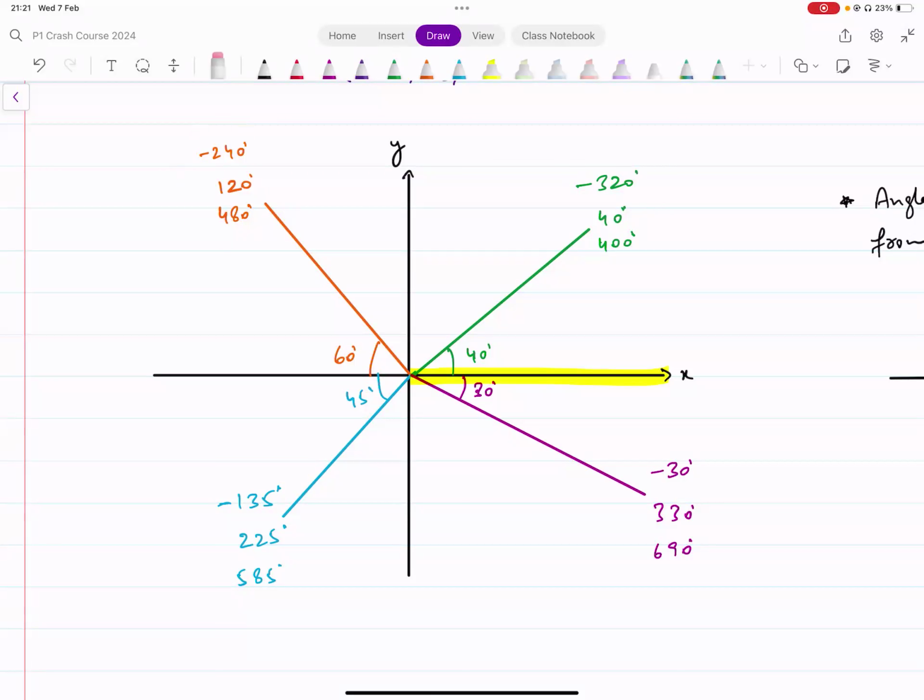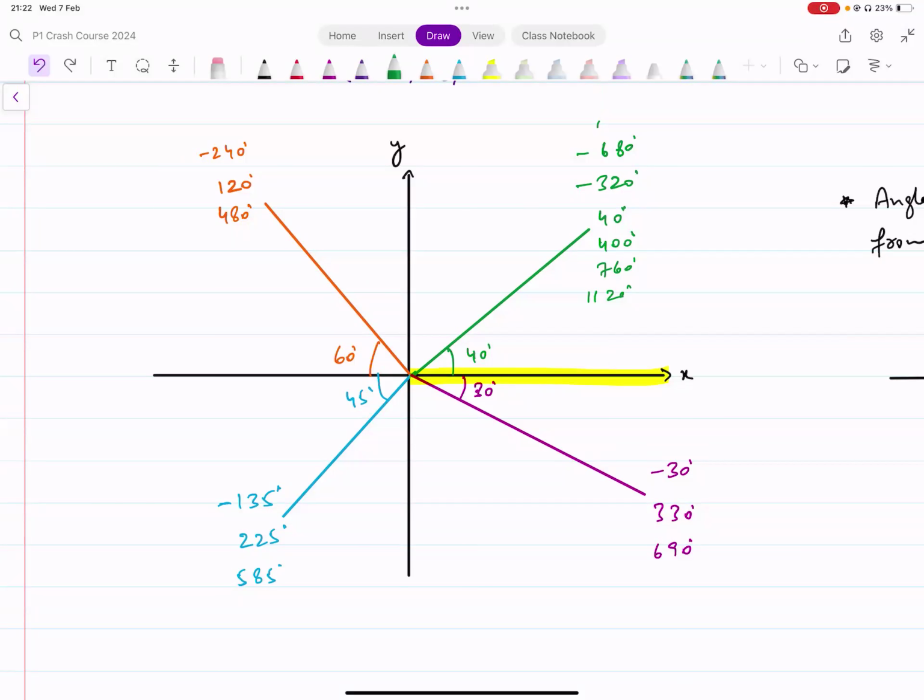And not just these, you can just keep adding 360 or keep subtracting 360 to get more angles. For example, for this green line, you could add 360 more to get 760, then add 360 more to get 1120. You could subtract 360 from this to get minus 680, and so on. It keeps going on like this. You can keep going in circles. You'll get more and more angles. All of these angles are going to be equivalent to each other.